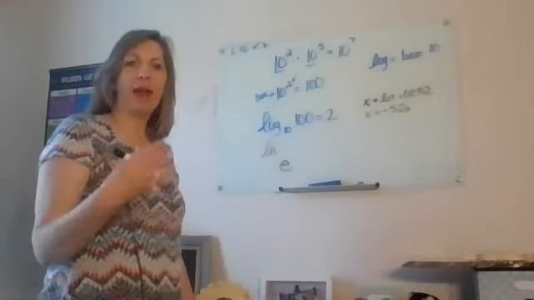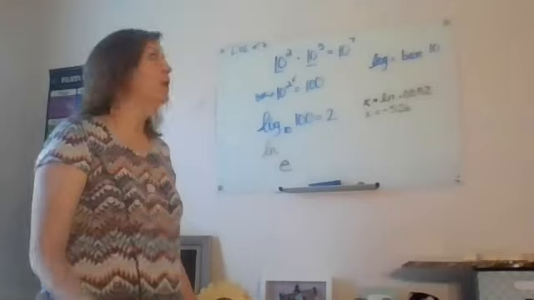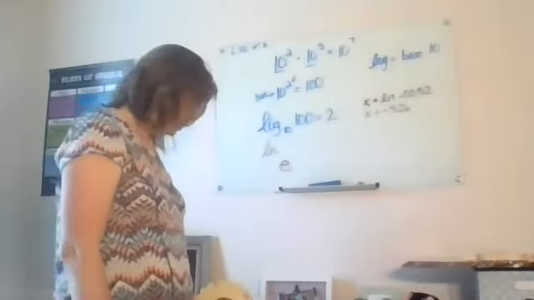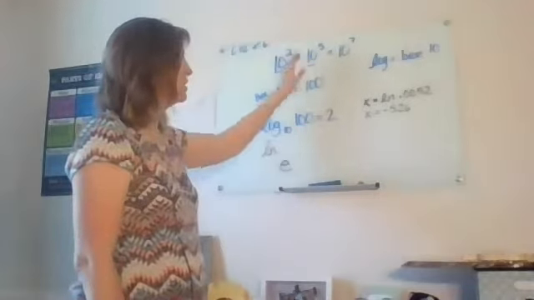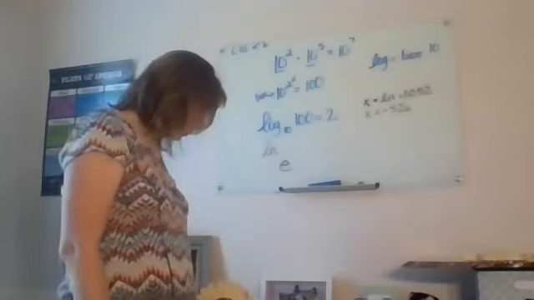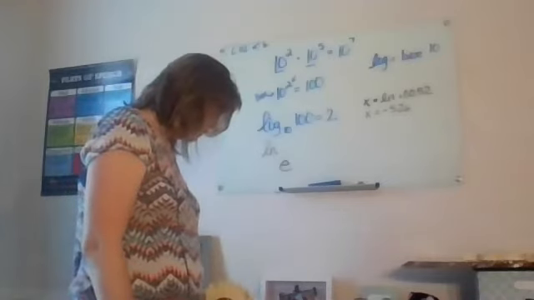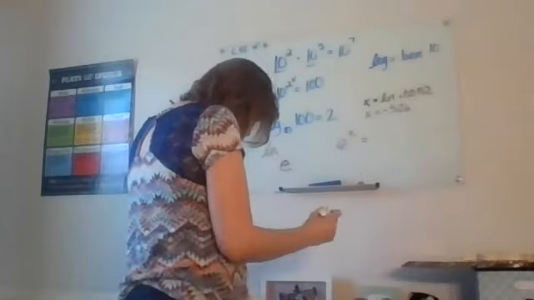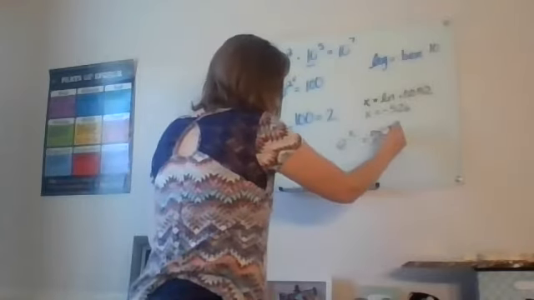And the more practice that you have thinking through what the base is, what the number is, and how our exponent rules work, the easier it will be to navigate through your logarithms. Now let's look at B. B says e raised to the x equals 51.4.